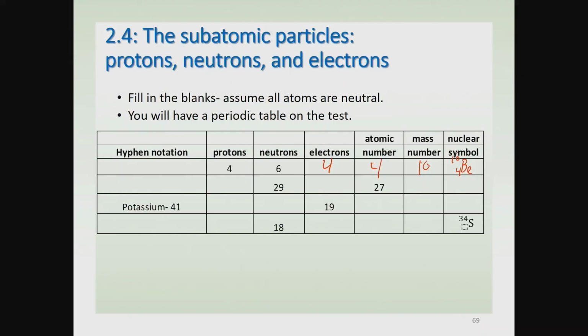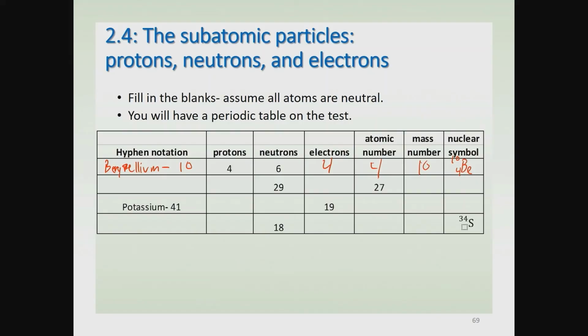Now, when you write out this atom in hyphen notation, you write out the name of the element, beryllium. Oops, I spelled it wrong. There we go, that is correct, I hope. You write that out, and then you write out the mass number, 10. Okay, so let's go on to the next one.